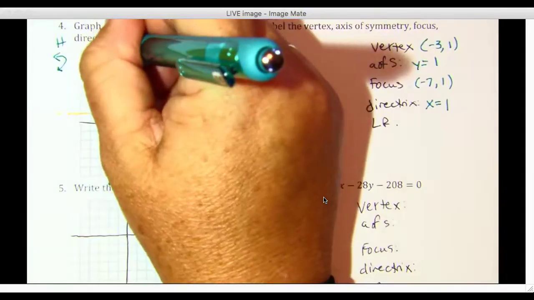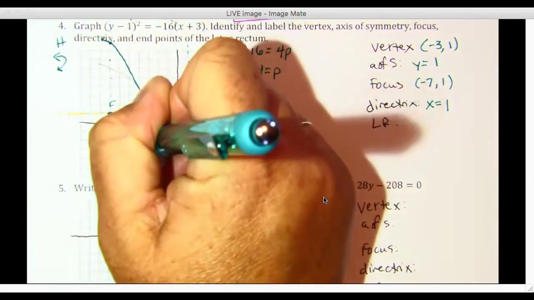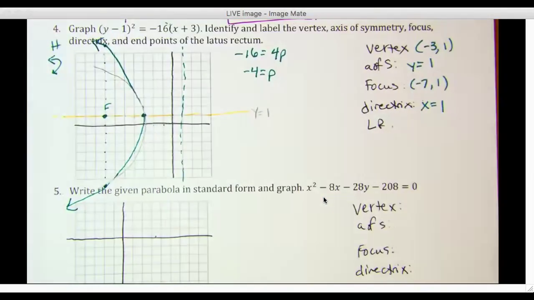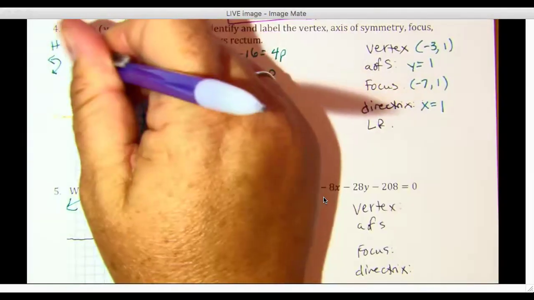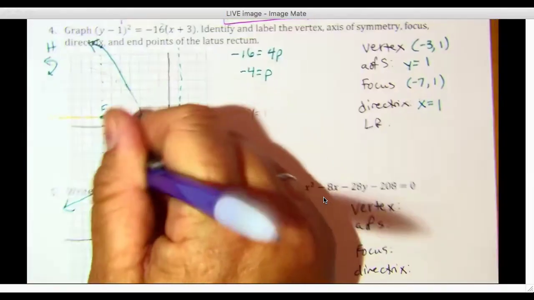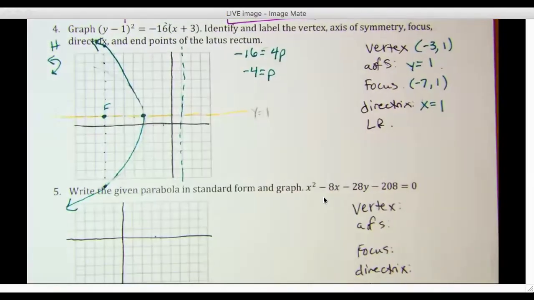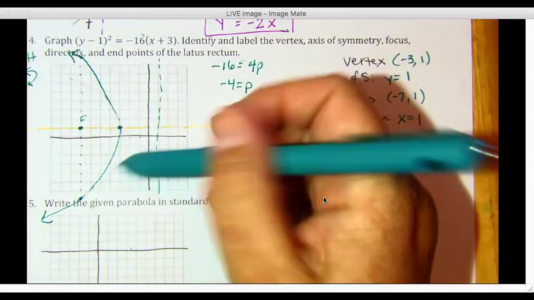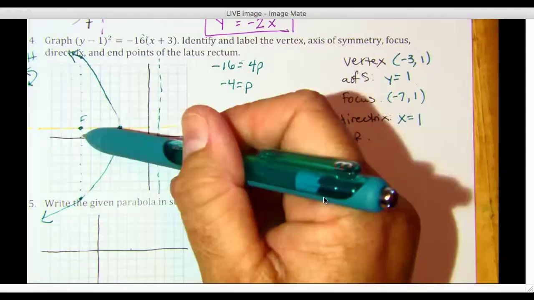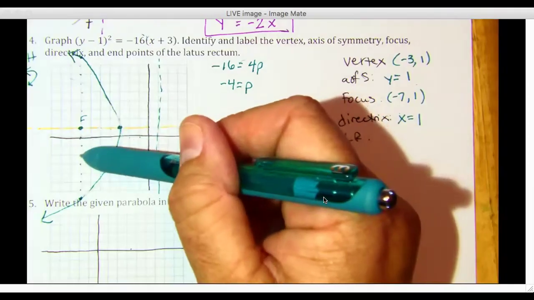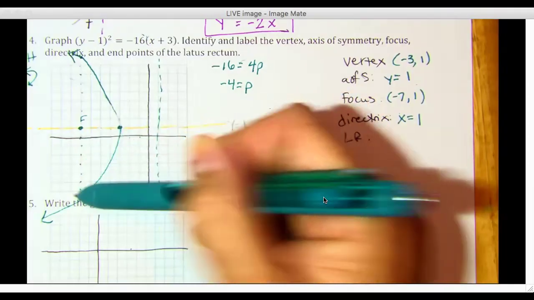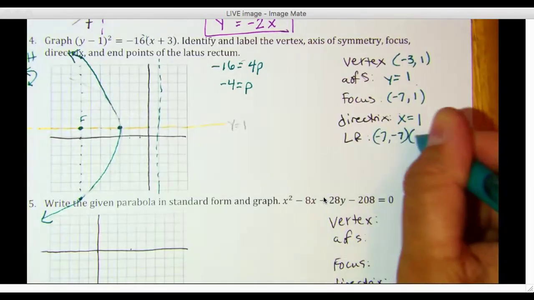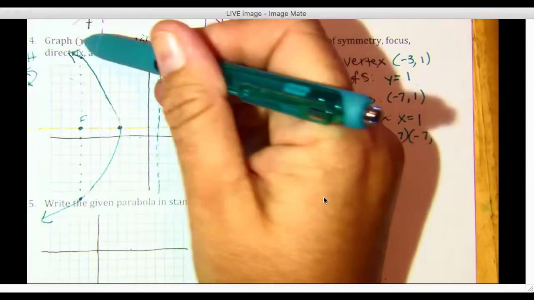And we are off our graph. There we go. And there's our curve. Go ahead and erase my pencil sketch here. And there's the graph of our parabola. So those endpoints of the LR then are at negative 7 and 1, 2, 3, 4, 5, 6, 7. So negative 7, and then negative 7 and 9.